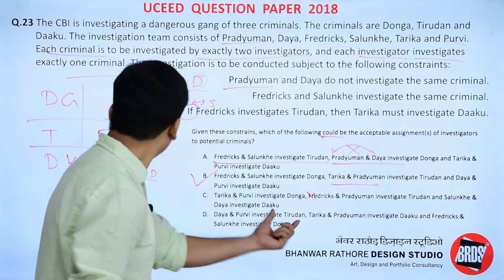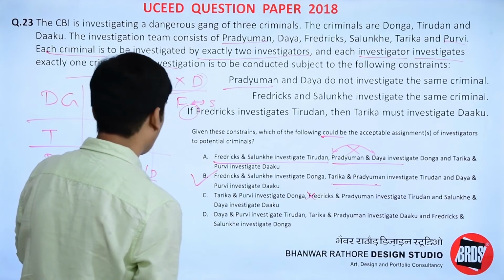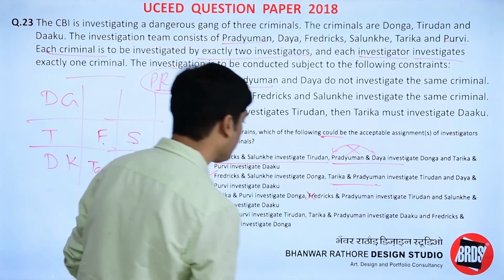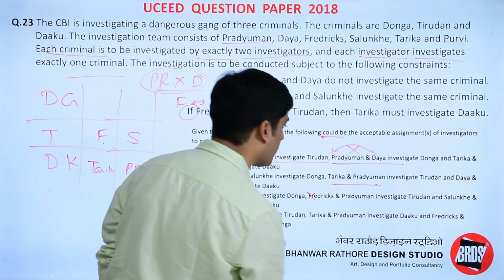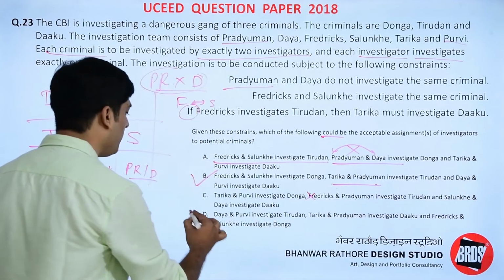D and P investigate T. It may be possible because there is an if condition. T and P investigate Daku, possible. F and S investigate Donga, that is also possible. So the answer would be B and D only.